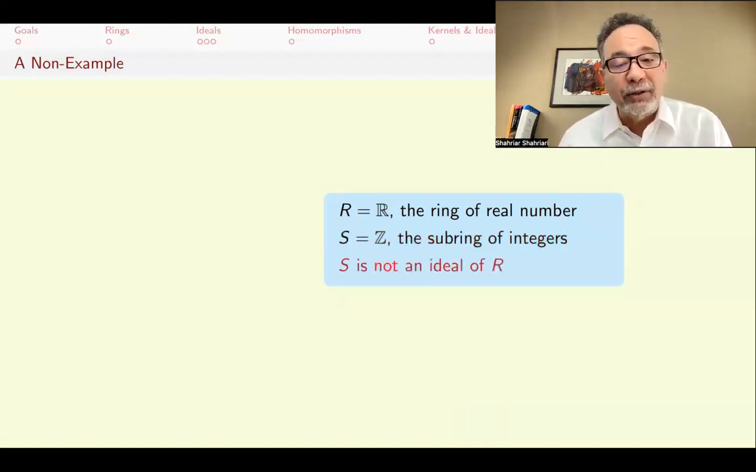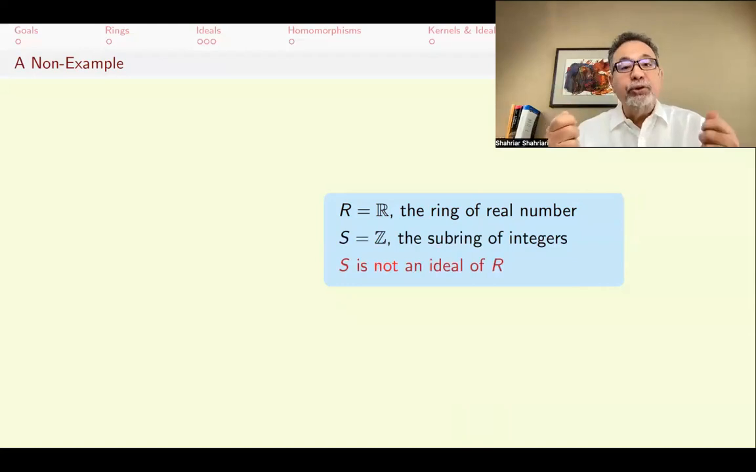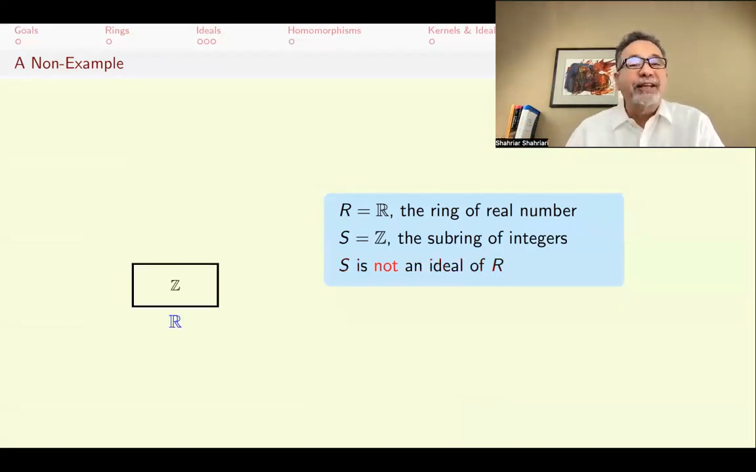But it's not an ideal, because if you take an integer, it's true that it's closed under addition, multiplication, and subtraction, but it doesn't have that extra oomph: if you take an integer and multiply it by a real number, you don't necessarily get an integer. Because of that, I cannot give you a ring homomorphism with this as an ideal, because for any homomorphism I give you, the kernel will be an ideal, so there's no way to give you a ring homomorphism from R to something that has Z as its kernel.